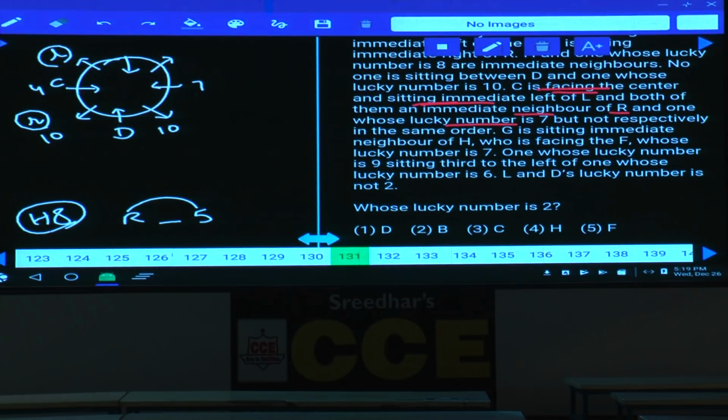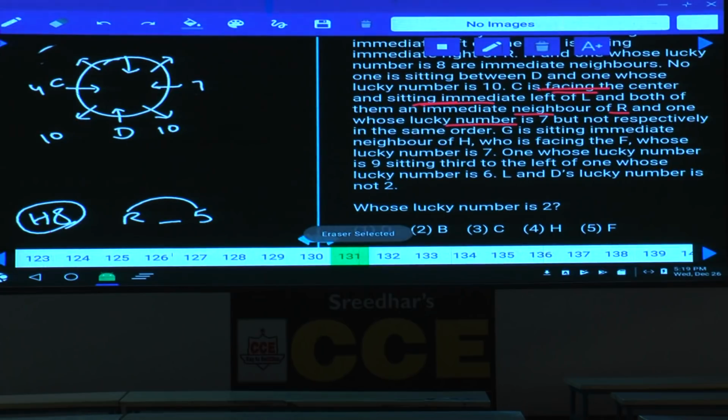Now, sir, okay, one minute. Now, the C is facing the center, isn't it? And the C is to the immediate left of L. Now this person is seated. Now these two persons are seated in between R and the one whose lucky number is 7. That is what it means. Both these two persons are seated between R and whose lucky number is 7. Hence R cannot be here.